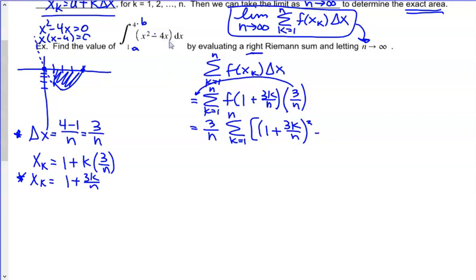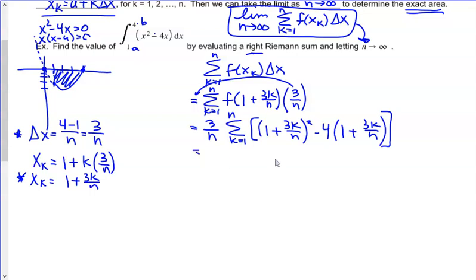Minus 4 times that same value. 4 times 1 plus 3k over n. And that is evaluating my function there at 1 plus 3k over n, which is your x sub k. All right, now that's a lot of where the calculus starts. Here comes a whole bunch of algebra. Okay, so stay with me on that.